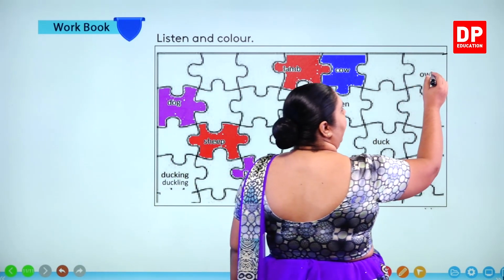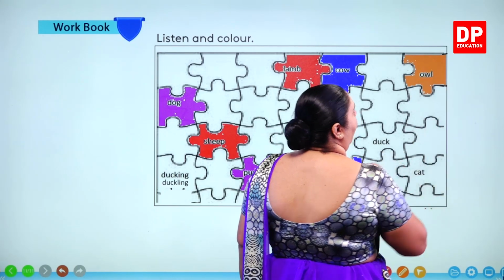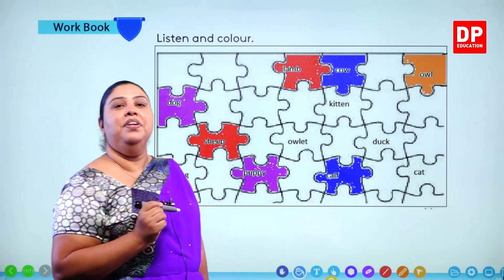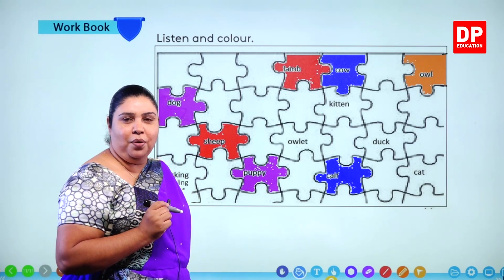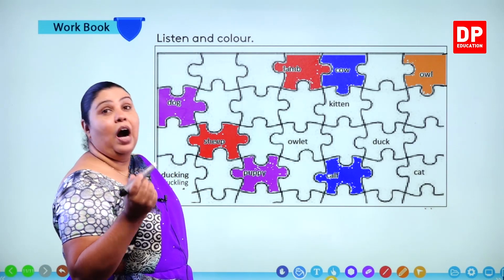The big animal, the mother, is called the owl. Now what are we going to call our little baby owl? We have to say owlet.